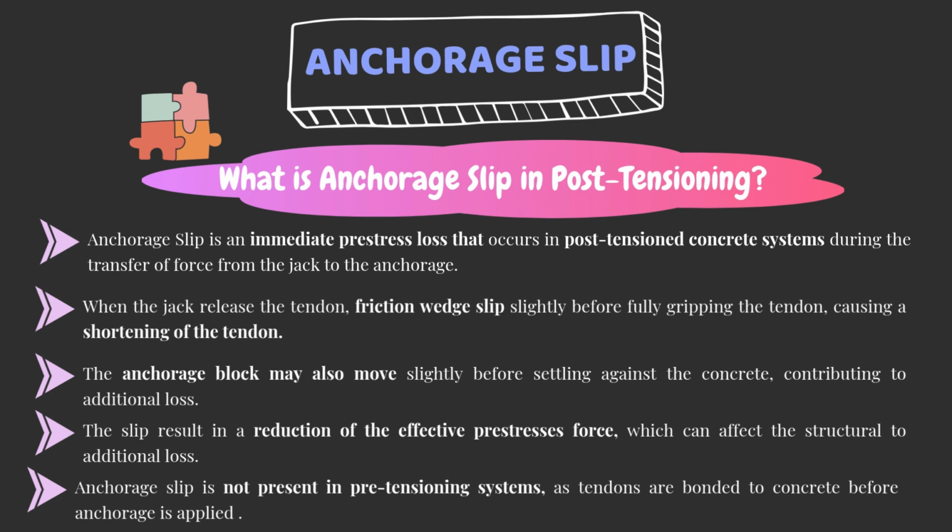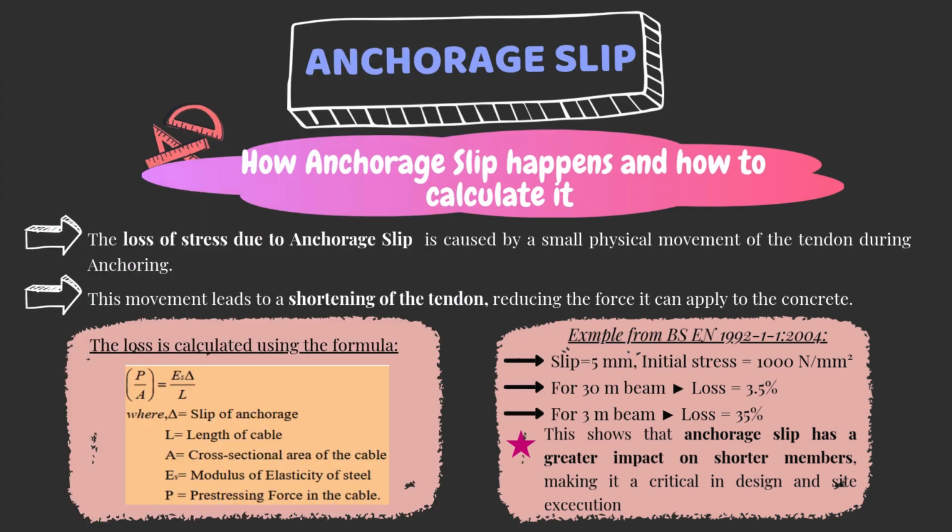Second, when the jack releases the tendon, the friction wedge slips slightly before fully gripping the tendon, causing a shortening of the tendon. Third, the anchorage block may also move slightly before settling against the concrete, contributing to additional loss. Fourth, the slip results in a reduction of the effective prestressing force, which can affect the structure. And the last one: anchorage slip is not present in pre-tensioning systems, as tendons are bonded to concrete before anchorage is applied.